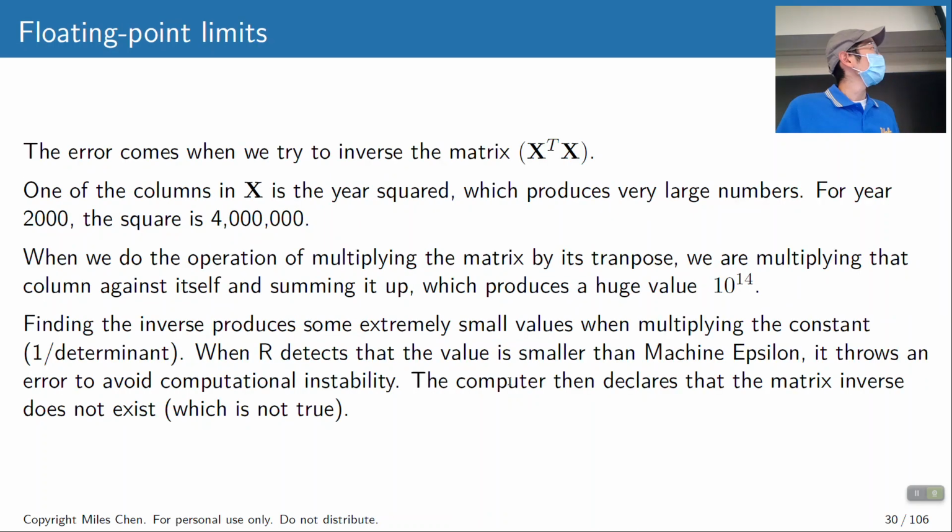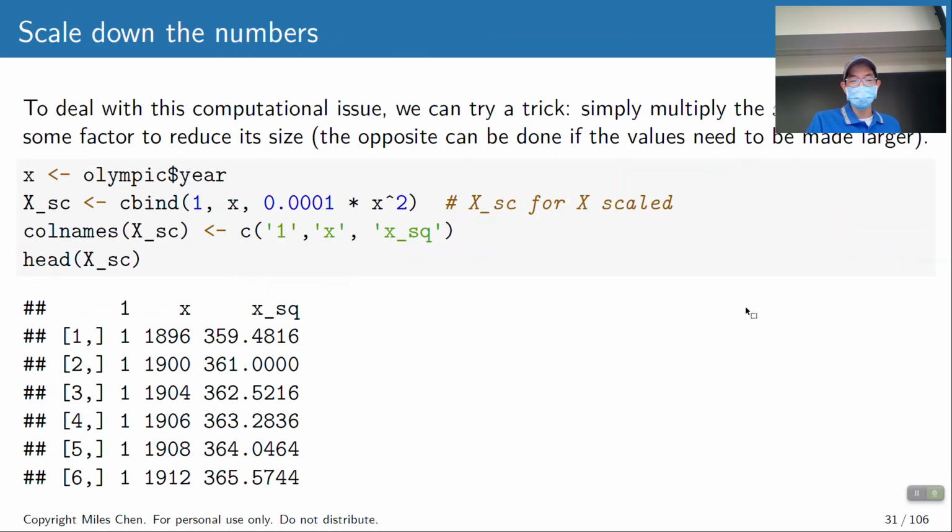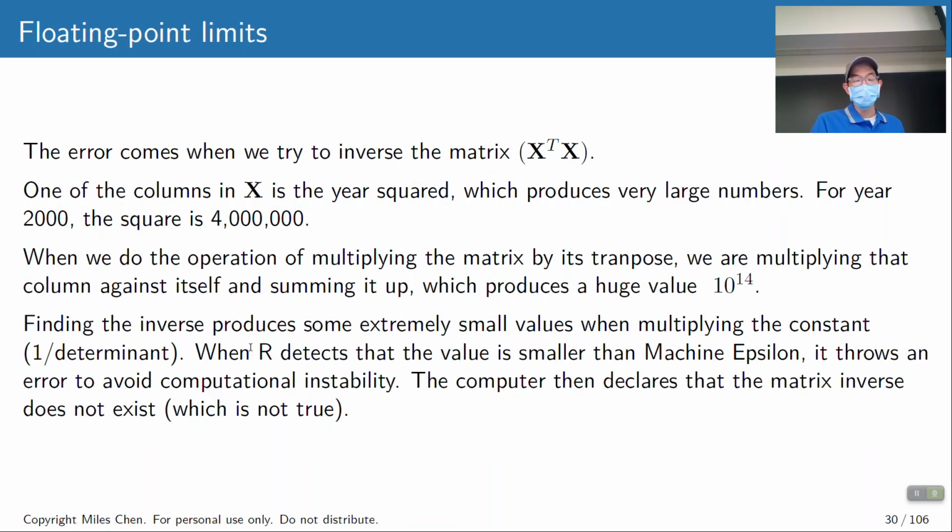Okay, so that's kind of the issue here, right? One of the columns, if you take the year 2000 and you square that, you get 4 million, and then when you do X transpose X, you get this 10 to the 14th value, and finding the inverse, which involves dealing with the determinant, ends up getting a value that's really small, something smaller than machine epsilon, and we get this error because of computational instability, right? And the computer says the inverse of this matrix doesn't exist, but that's actually not true.